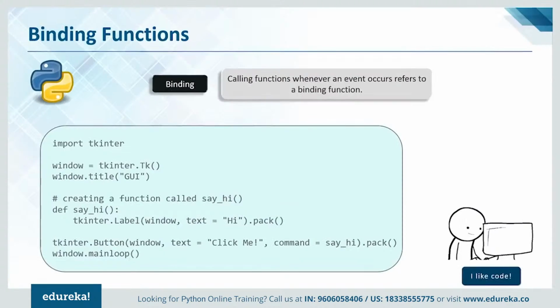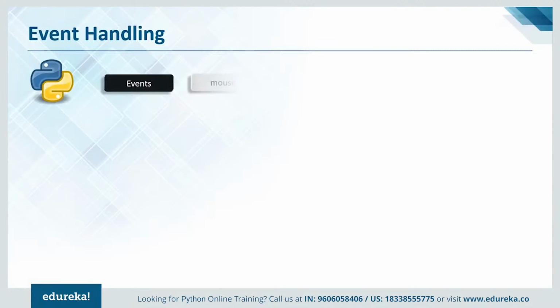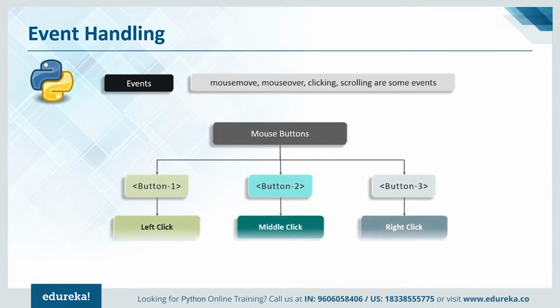Pretty much simple, right? So another way to bind the functions is to use events, guys, which is exactly what we're going to check now. Well, there are certain events such as mouse move, mouse over, clicking, and scrolling, and all of that, right? Basically, the button 1 parameter of the bind method is for the left clicking event. That is whenever you click the left mouse button on your mouse. And button 2 is for middle click, and button 3 is for the right click, right? Middle click is basically clicking on the wheel.